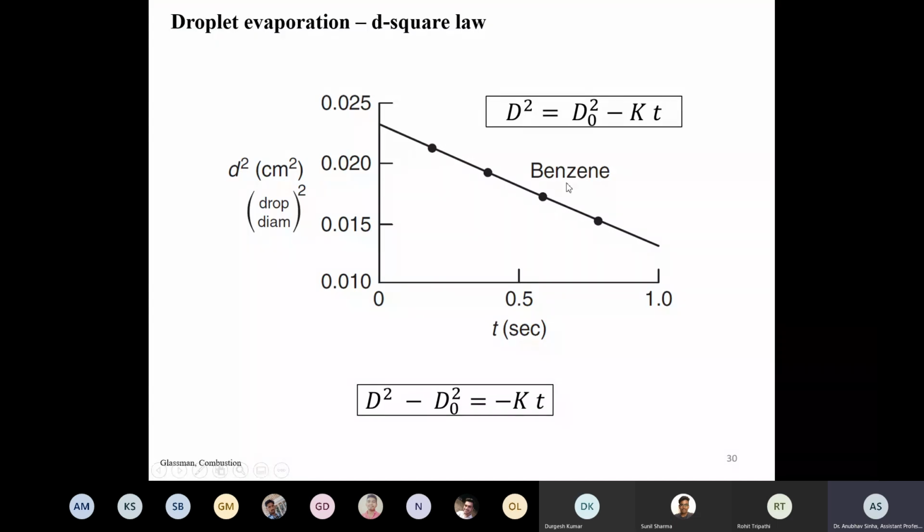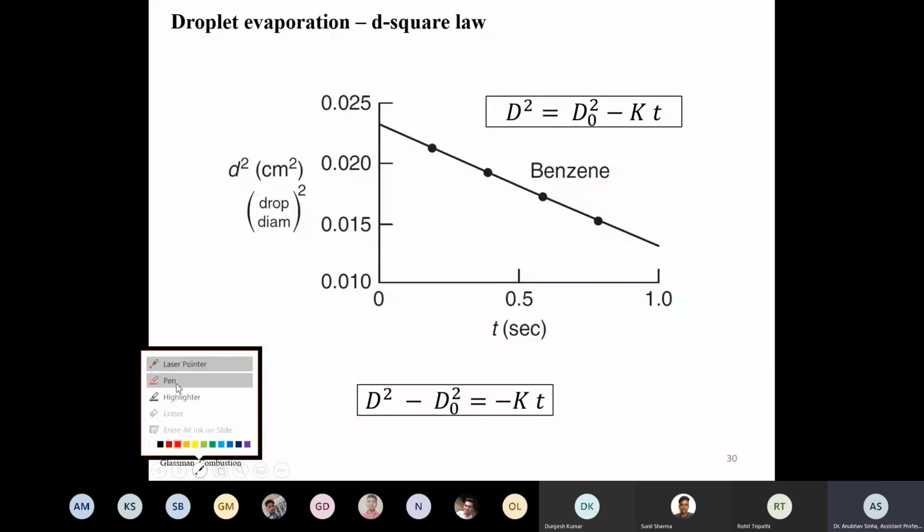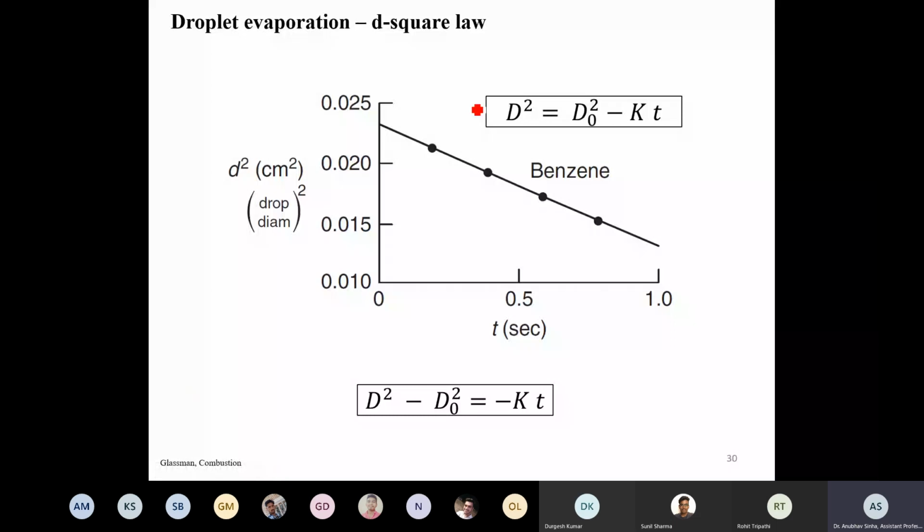Is it okay? I have a straight line, and d is for any time, d naught is the initial. Let us say this is d naught. If I want to find diameter at any time, I will use this equation. So let us say d naught is this. This is d naught. Okay.